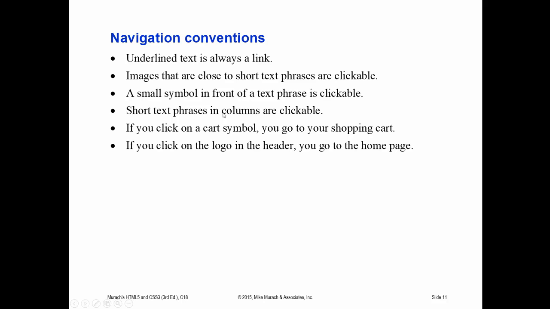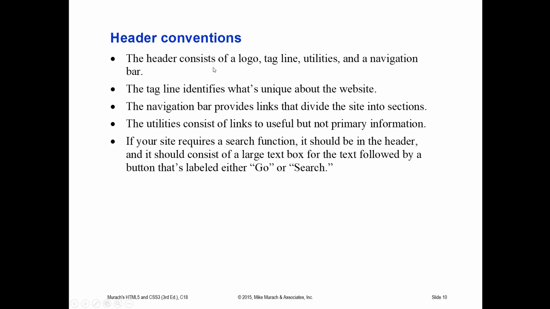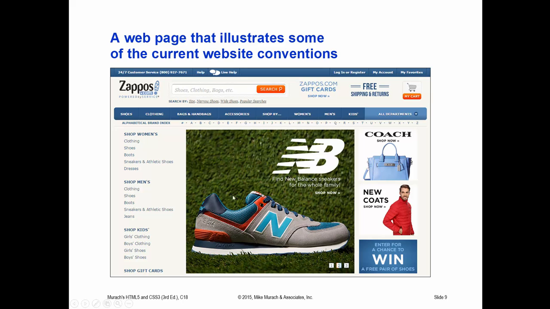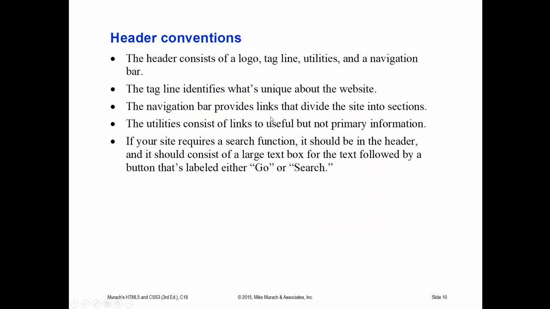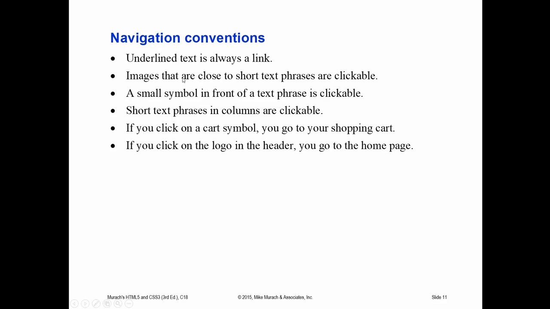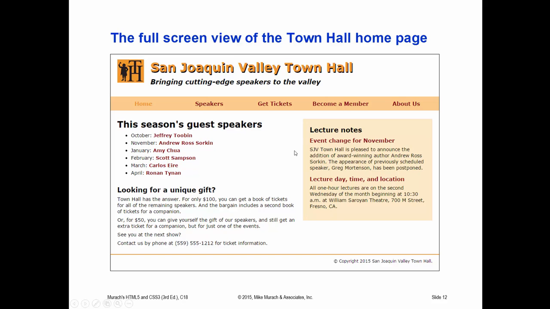The navigation conventions, underline text is always a link. Here we don't have any underlines. Images that are close to short text phrases are clickable. A small symbol in front of a text phrase is clickable. Short text phrases and columns are clickable. If you click on a cart symbol, you go to the shopping cart. If you click on the logo, you go back to the home page, regardless of where you are.